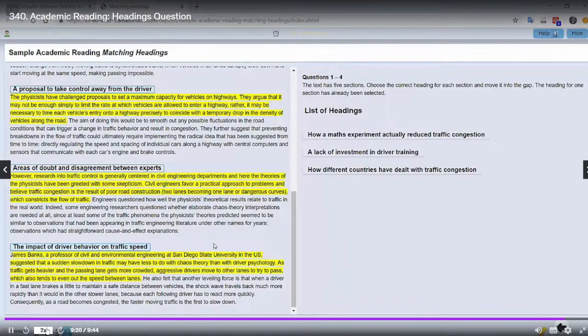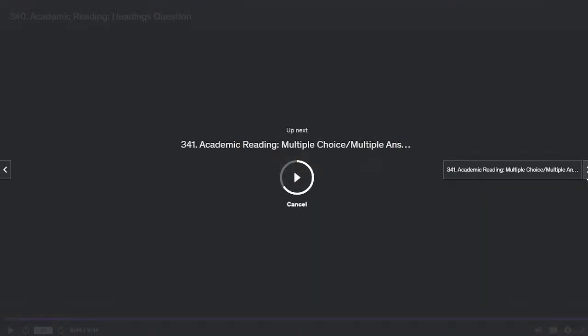Okay? So that's how we do a matching headings question. And I went over strategy a little bit more for you. But that's how you drag and drop. That's how you highlight the relevant sentences. But to really do well with this question, you have to be able to pull out what this question is talking about. What are these sentences talking about? What's the controlling idea or controlling thought? Okay? Thanks a lot.